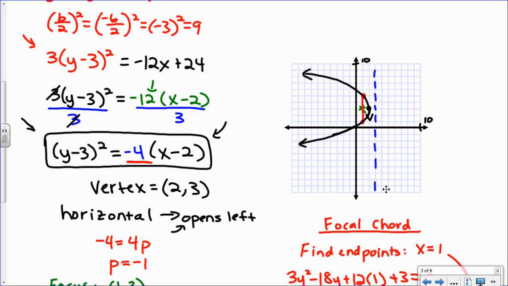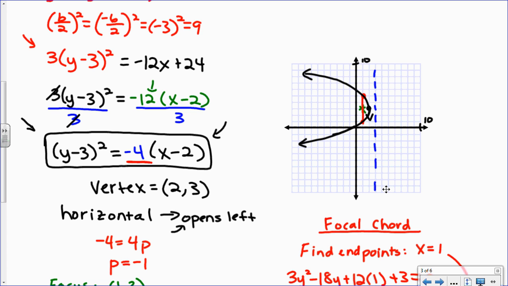So think about it. Put in a point that makes sense. If you know it opens left and your vertex is 2, 3, then you want to pick a point less than 2, because you know it's going to be left. So pick something that makes sense. You could pick a number for y, because you know the range for y on this one is negative infinity to positive infinity, so it wouldn't matter what you pick.